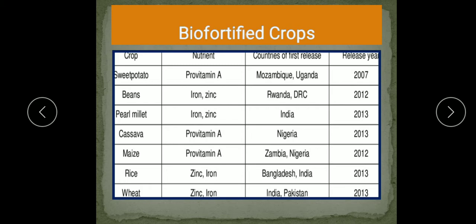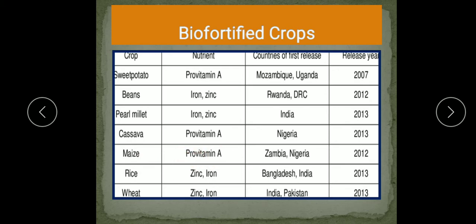For example, sweet potato, which is rich in provitamin A, was released in the countries of first release, Mozambique and Uganda, in 2007. Beans are rich in iron and zinc. Pearl millet is also rich in iron and zinc, and was released in India in 2013. Cassava, rich in provitamin A, was released in Nigeria in 2013.